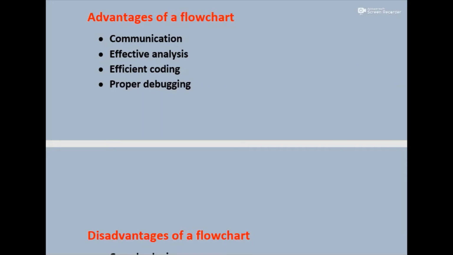Next one is proper debugging. First of all, just understand the meaning of bug. Bug means error, and the process by which the program becomes error free is called debugging. Using a flowchart we can systematically detect, locate, and remove mistakes from a program. So these are some advantages of a flowchart.